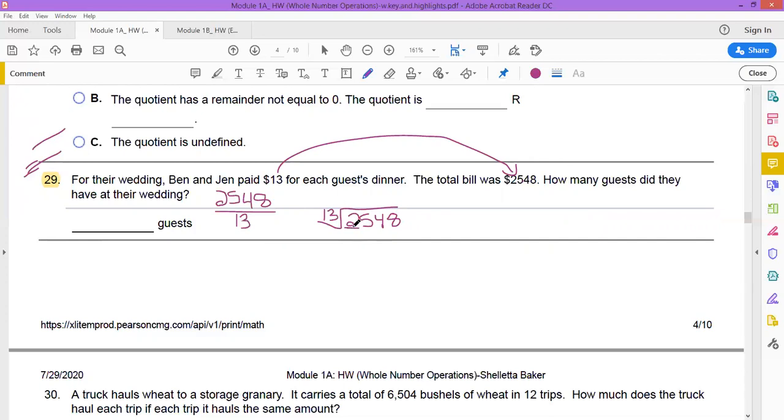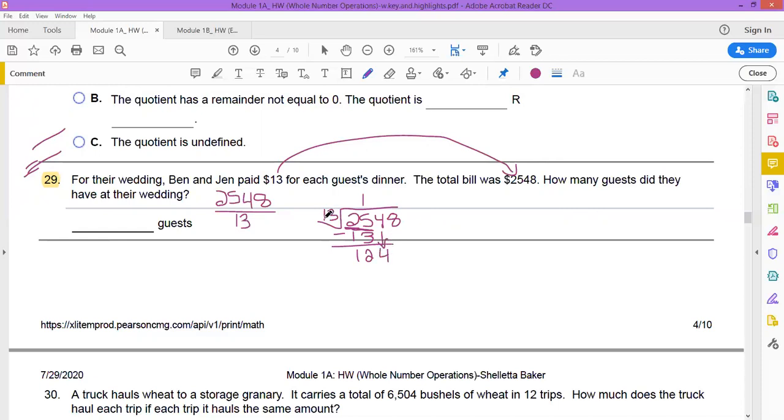13 can't go into 2. 2 is too small, so we have to make our digit a little bit bigger. We're going to carry over to the 5. How many times can 13 be divided into 25? Only once. If you remember, 13 times 2 is 26, so it's not quite that big. So we're going to subtract. 1 times 13 will give us 13. We'll subtract 25 minus 13, that gives us 12. And then we'll carry down the 4.